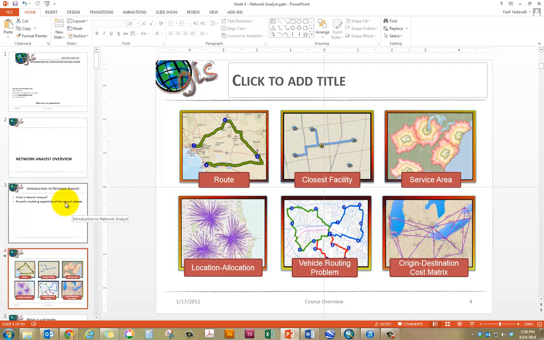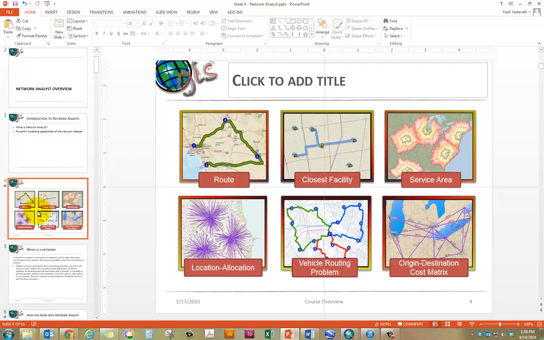When you talk about Network Analyst, you talk about different solvers. The most important of these are service areas, location allocation, and origin-destination cost matrix. Those are the three most important for us from a real estate point of view. So we'll learn about this, and we'll work with a lot of data and see how these analyses are performed in real time.